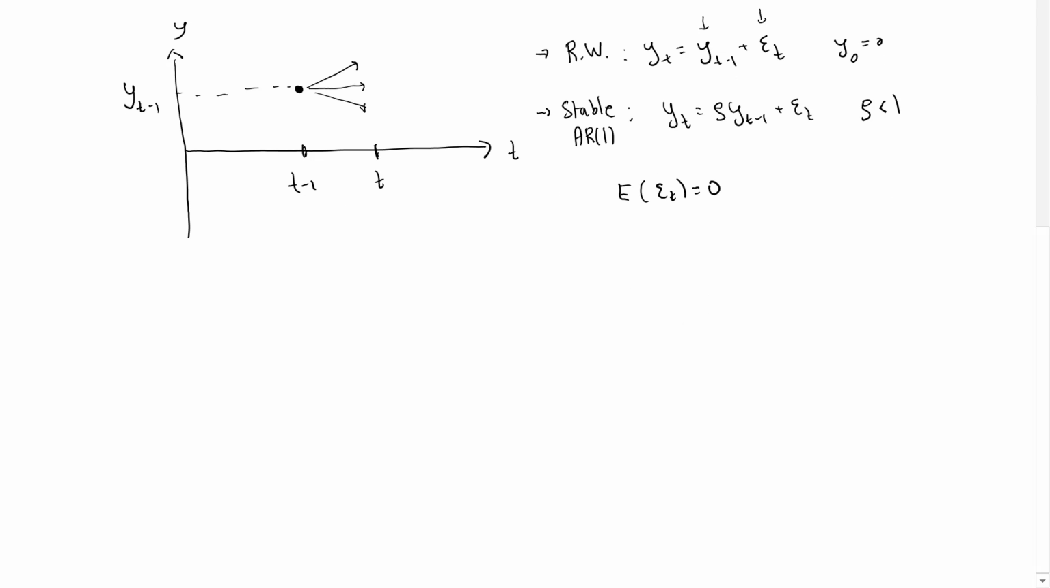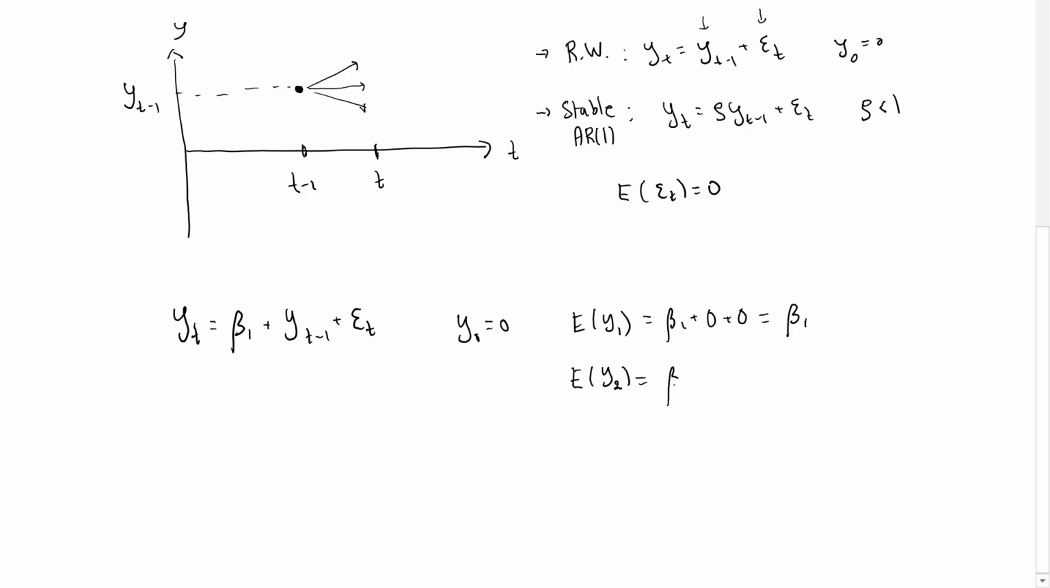However, if I look at the AR1 process where the rho parameter is 1, but where beta 1 is not 0, then it looks like this. And if we set y0 equal to 0, we can see that the expected value of y1 is then beta 1 plus the expected value of y0, 0 plus 0. So the expected value of y1 is now beta 1. Similarly, the expected value of y2 will be beta 1 plus the expected value of y1, which is beta 1 plus 0. So that will be 2 beta 1.